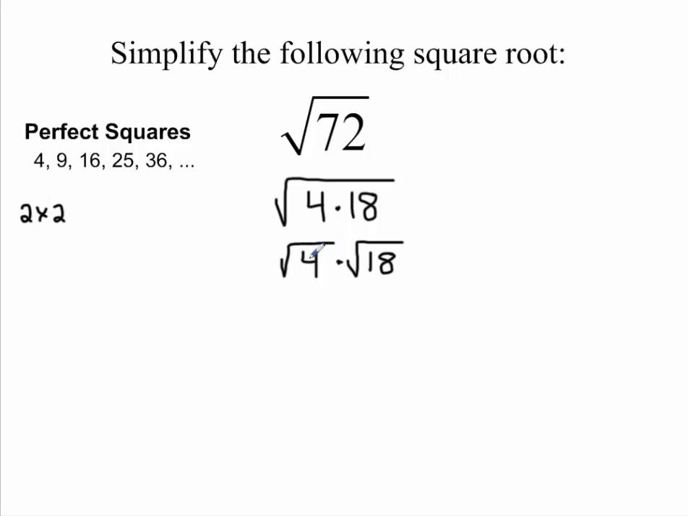And that's what a square root is asking you. What number times itself is 4? So that's how you can interpret this square root. And this number would be 2. So 2 times 2 gives me 4. And then I'm going to bring back down what's left, so it's the square root of 18.